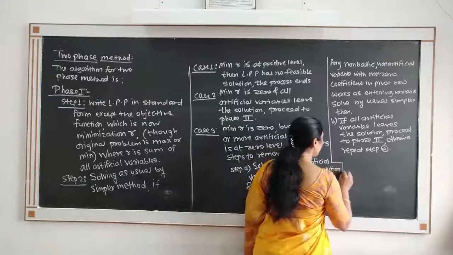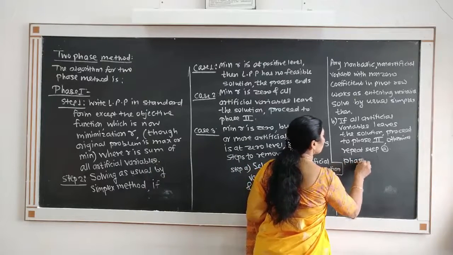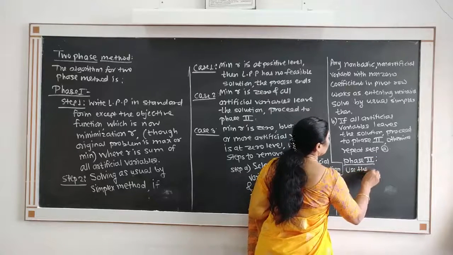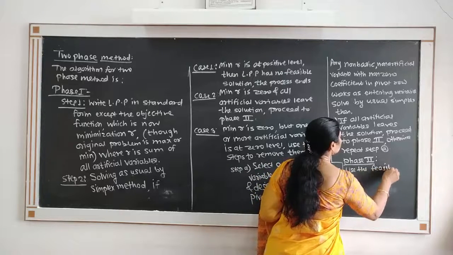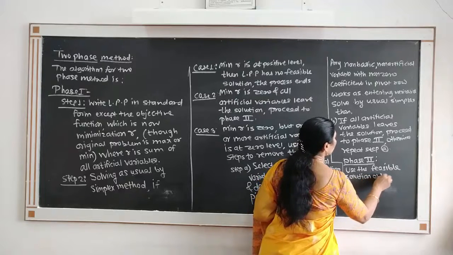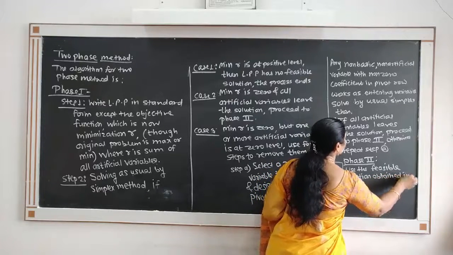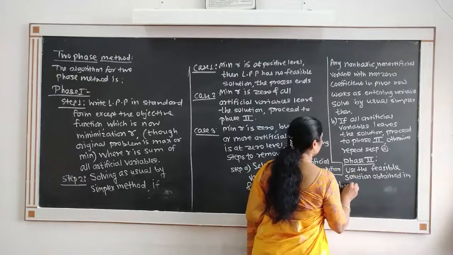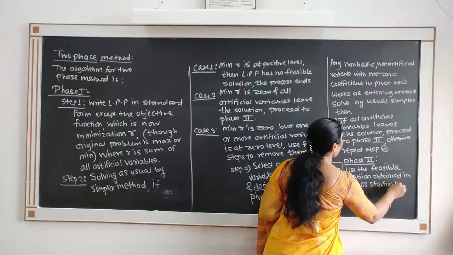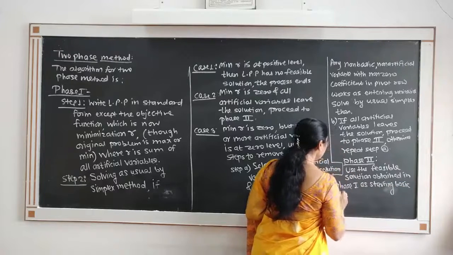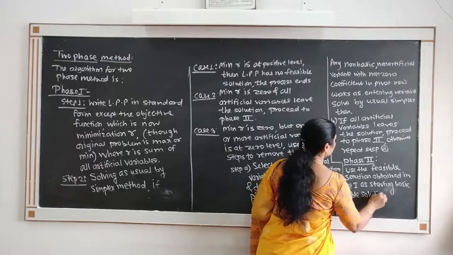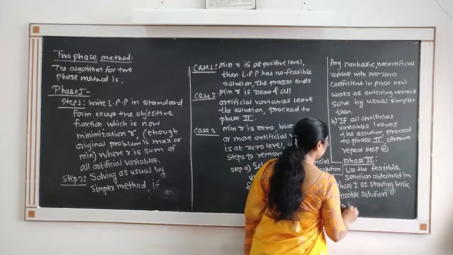In phase 2, what we have to do? Now it starts with phase 2, and in phase 2 use the feasible solution obtained in phase 1 as starting basic feasible solution for the original problem.